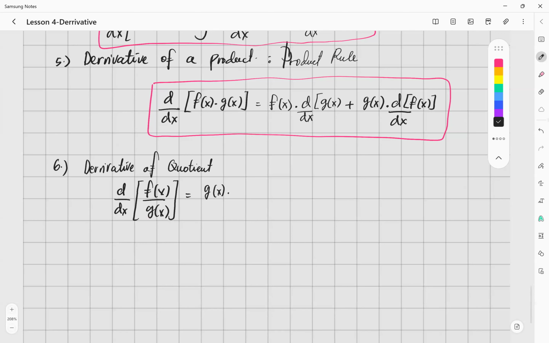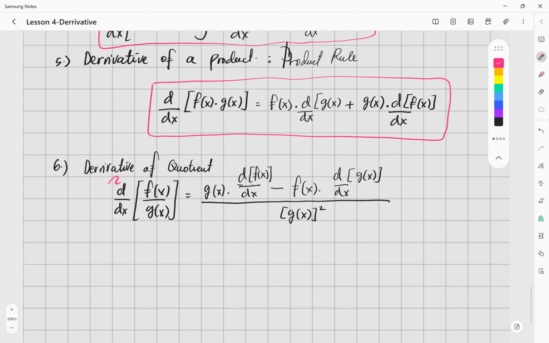Then take the derivative of the function, d of f of x with respect to dx. Then minus. We write again the function f of x. Then take the derivative of g of x with respect to dx. And then divide everything by the denominator, g of x squared.